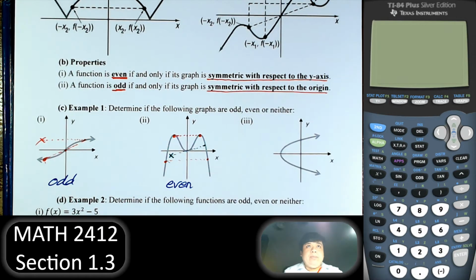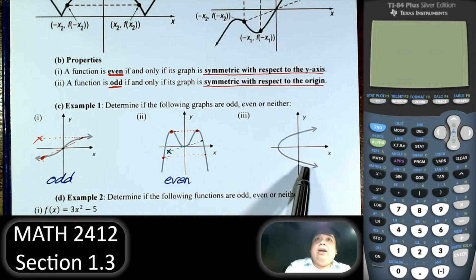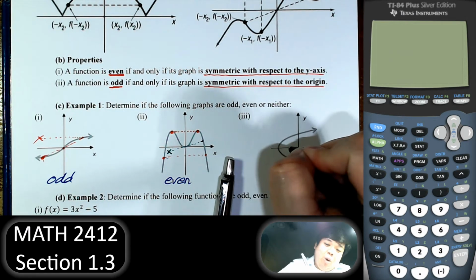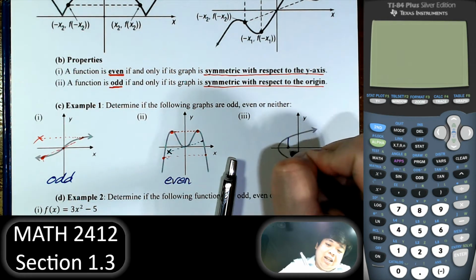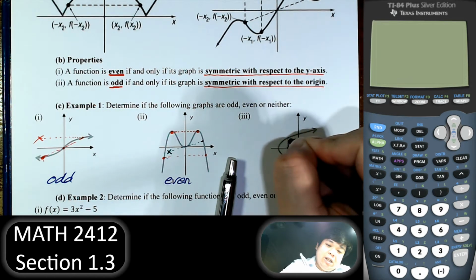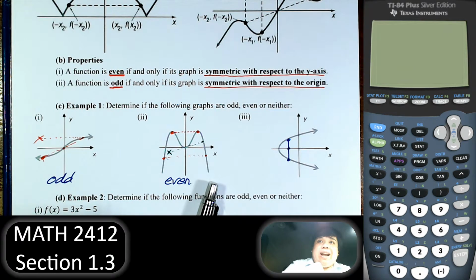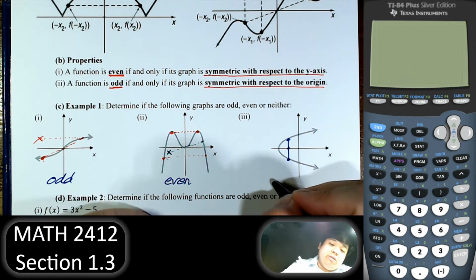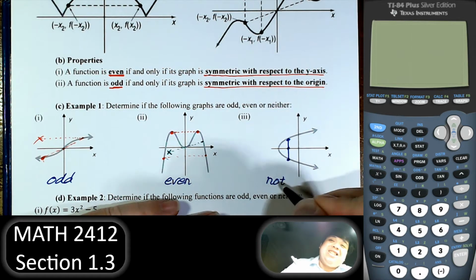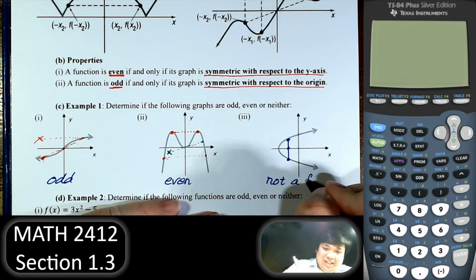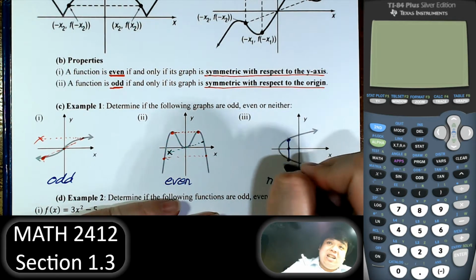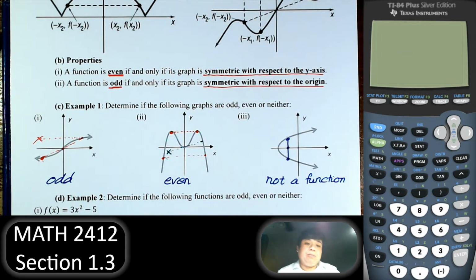Right. Next, this one. Well, this is not even a function, because when we have one x value that gives us two y values, that is not a function. It cannot happen. One x can only give one y value. So I should just say not a function, because here we have one x value that gives two y values.